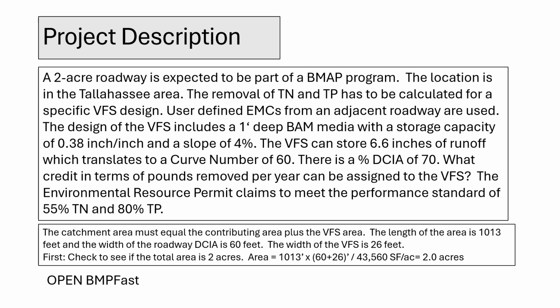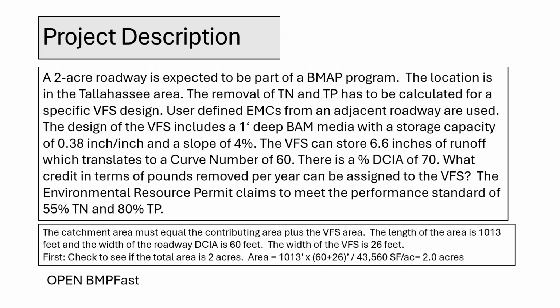The VFS has some specific design characteristics. It includes a 1-foot-deep biosorption activated media layer, known as BAM media, with a storage capacity of 0.38 inches per inch and a slope of 4%. The VFS can store 6.6 inches of runoff, and that storage value is used to back-calculate the curve number using the relationship storage equals 1,000 divided by the curve number minus 10.